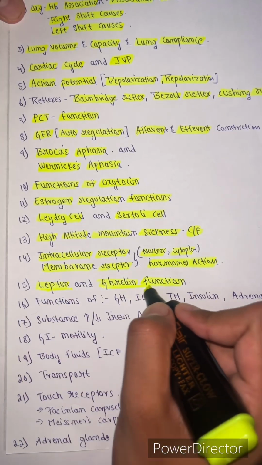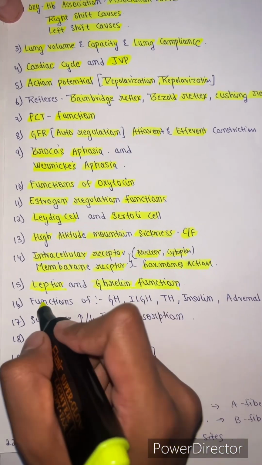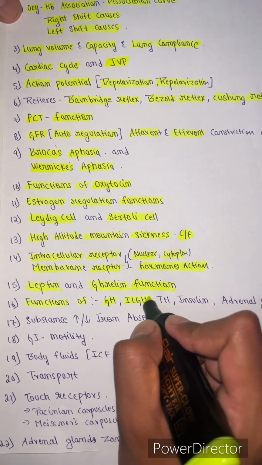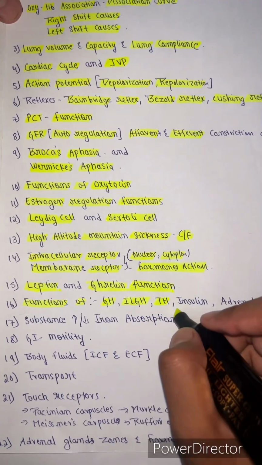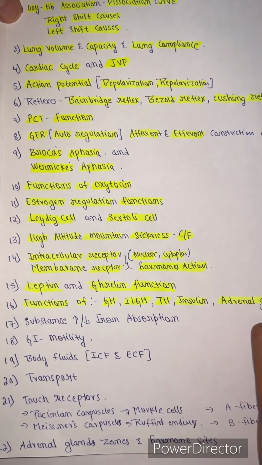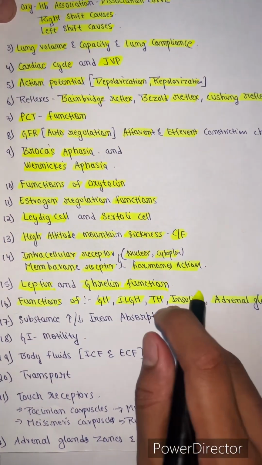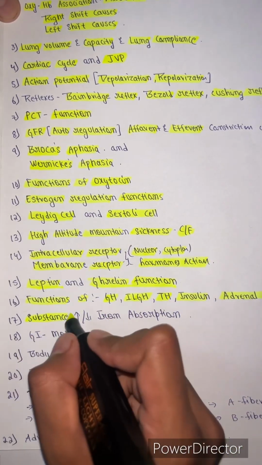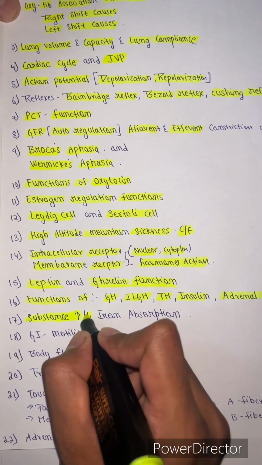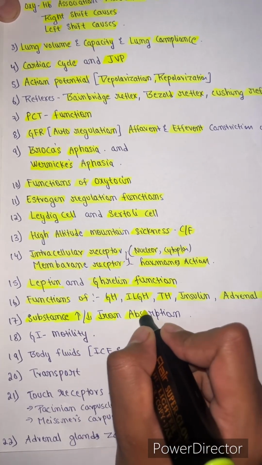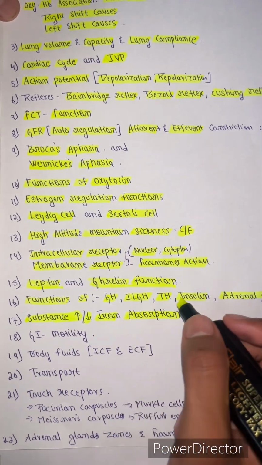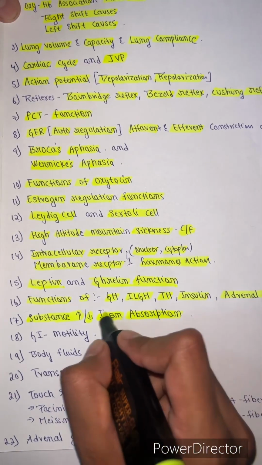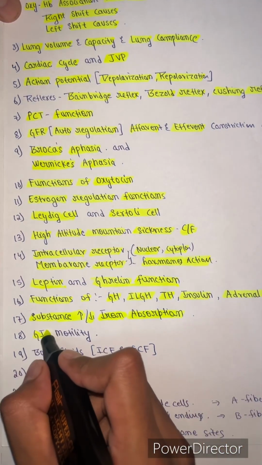Know this very well. You should also know the functions of certain hormones like growth hormone, insulin-like growth factor, thyroid hormone, insulin, and adrenal gland hormones. Next we should know the substances that increase or decrease iron absorption. We have certain substances that increase and some that decrease iron absorption. That's also very important. Next, GI motility disorders are also very important.